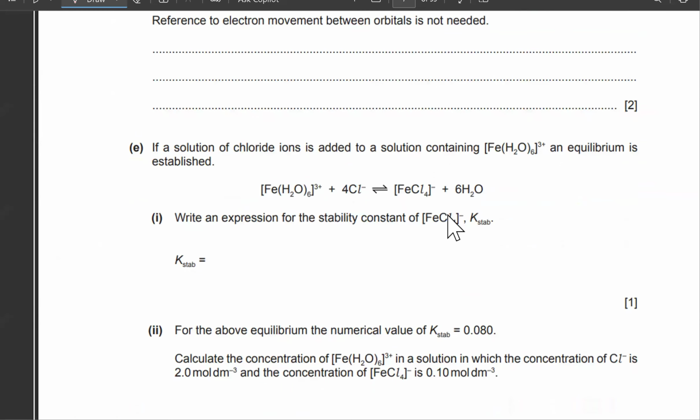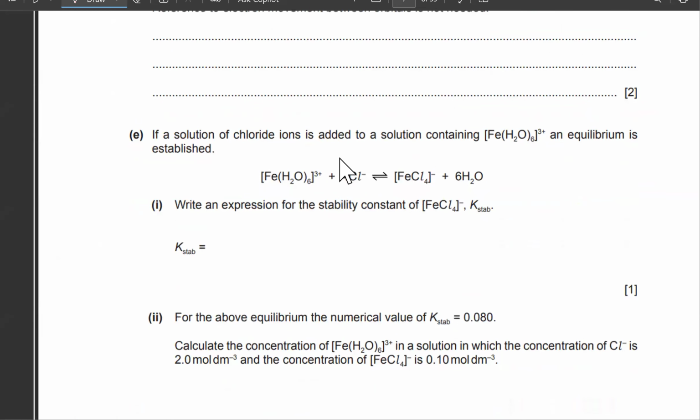Here it's asking you to write the Kstab expression. Kstab is the Kc for the equilibrium of the ligand exchange reaction. So it's the product concentration, which is FeCl4- concentration. You don't write water in the expression, especially when everything is aqueous. And then you've got Fe(H2O)6 3+ concentration, and you've got Cl- concentration to the power 4. So that's your Kstab value.